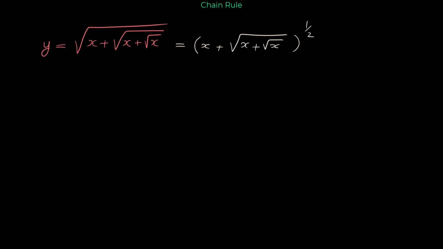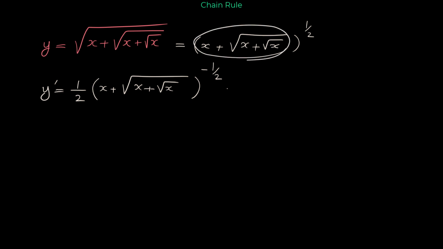Now we want to find the derivative of these expressions, a bracket raised to the 1/2. For finding the derivative of this, first we have to find the derivative of the outside. We bring the power 1/2 to the front, and then we have this, the bracket, all to the power of 1/2 minus 1, which is -1/2. Then we have to multiply this by the derivative of the inside. The derivative of x is 1.